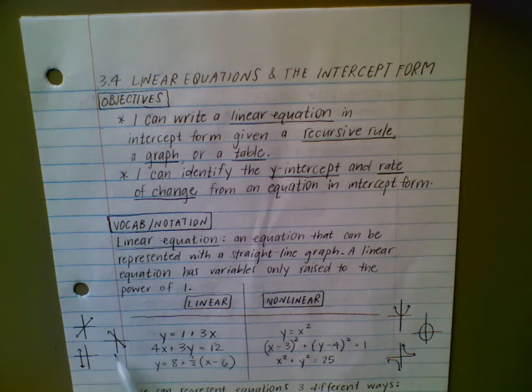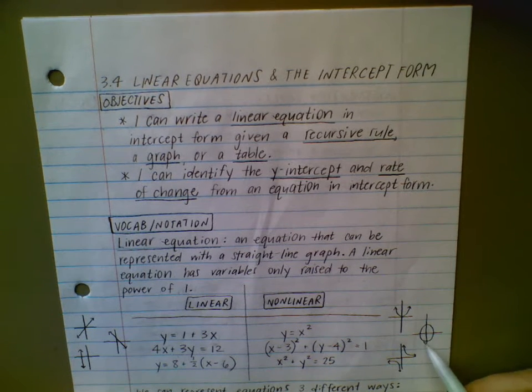Examples of graphs of linear equations are things like this, things that are straight lines. Something that's nonlinear has variables that are raised to powers higher than 1. And their graphs are going to look something like this, where they have curved lines.